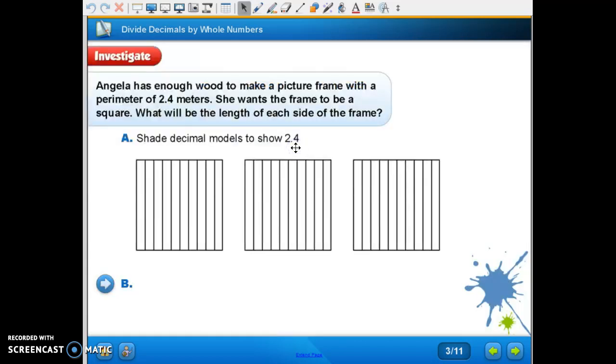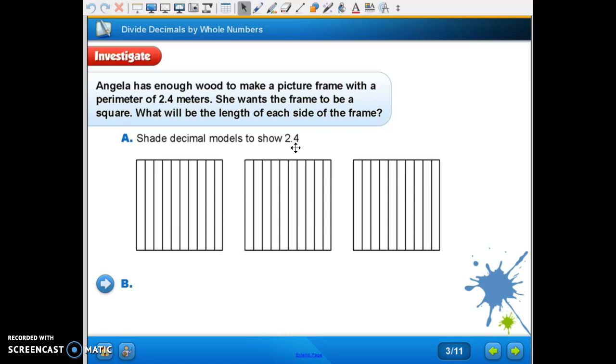Okay, so the first thing we have is our little decimal models, our graph paper, and a colored pencil. So Angela has enough wood to make a picture frame with a perimeter of 2 4/10 meters. She wants the frame to be a square. What will the length of each side of the frame be? What is the perimeter of something? The outside. The outside, if we were to measure the outside.